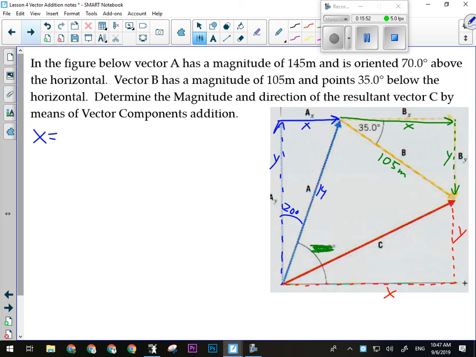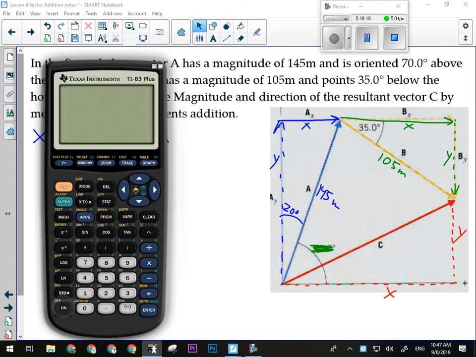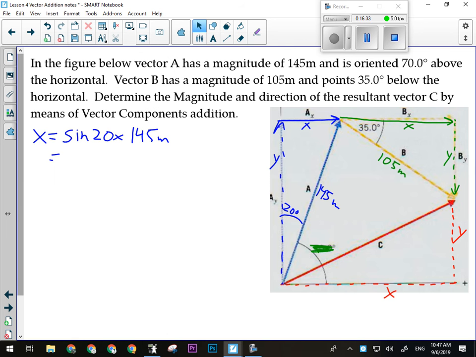In this case, blue x, is it opposite or adjacent to that 20-degree angle? It's opposite. So I'm going to use sine to find that. Sine of 20 degrees times the hypotenuse, which was 145 meters. So calculate what that is. Okay, so blue x is 49.593 meters. Again, I'm going to keep all those decimals. I'm just not going to write them out.